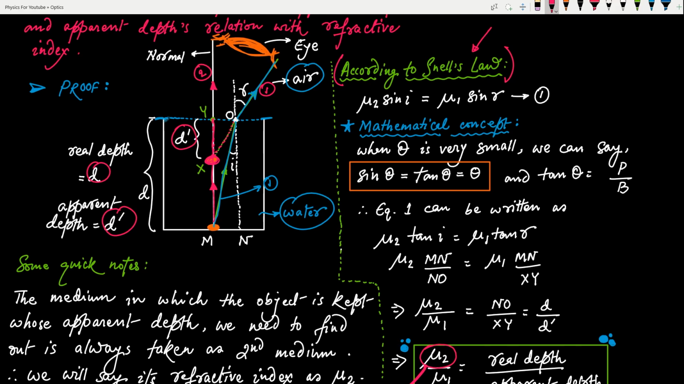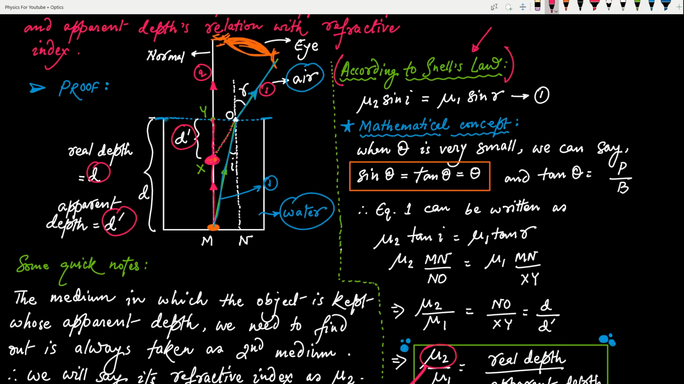Okay, now why is theta taken small here? Now if you look into this diagram, you can see that the eye that I have drawn here is very big. Normally our eye is not this big. So if our eyes are small, then angle R and angle I that will be created will be very small. Since angle I and angle R will be small, therefore sine theta can be taken as tan theta and that can be taken as theta. And now we know that tan theta is equal to perpendicular by base, as you can see here. We'll be using this concept.